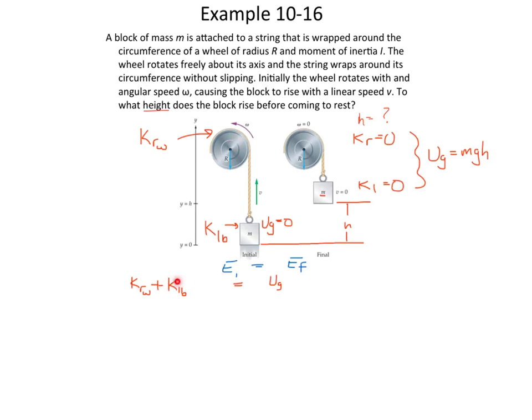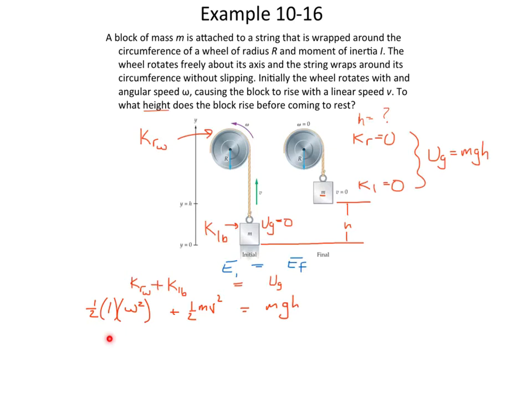Well, the wheel, that's going to be 1/2 times I times our angular velocity squared, plus the linear kinetic energy of the block, which is 1/2 mv squared. That equals, what's our gravitational potential energy? Well, it's going to be mgh. And hey, there's our h, there's what we're solving for. So if we can turn all this other stuff around and solve for h, that's going to be our final answer.